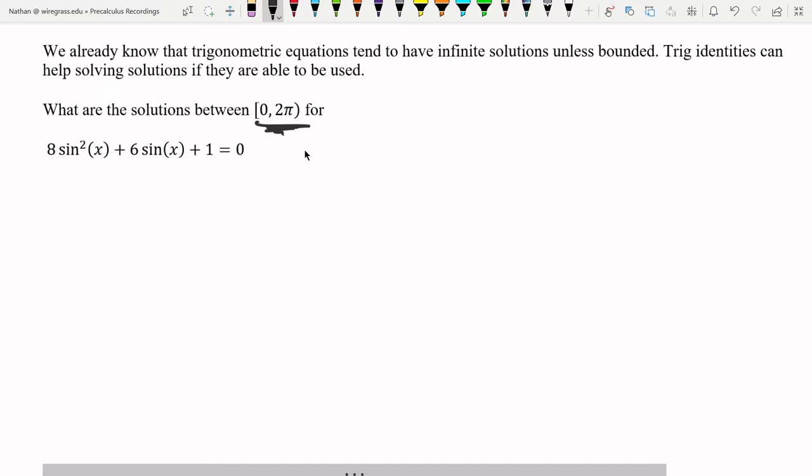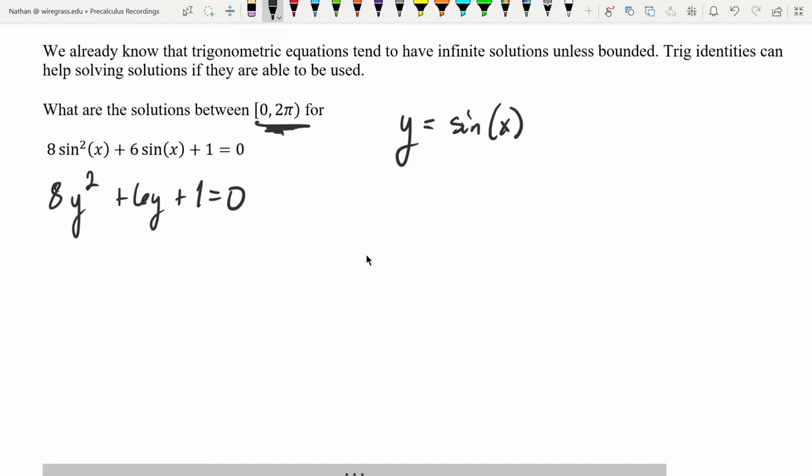This really doesn't need a trig identity. This is actually the quadratic in form that we've seen before. So if I say y equals sine x, then I get 8y squared plus 6y plus 1 equals 0. And I can factor this into 4y plus 1 and 2y plus 1. I get 4y plus 2y is 6y, 4y times 2y is 8y squared, 1 times 1 is 1.